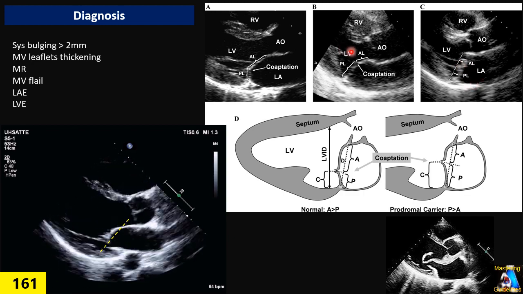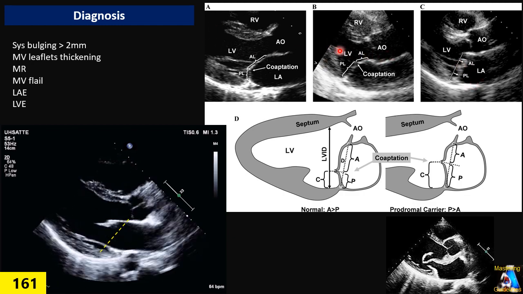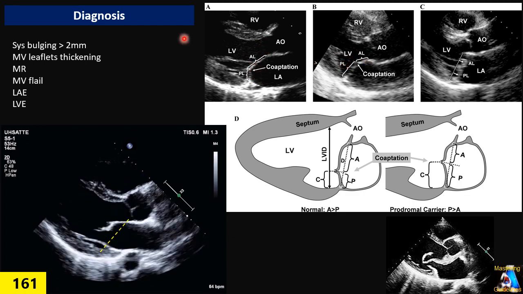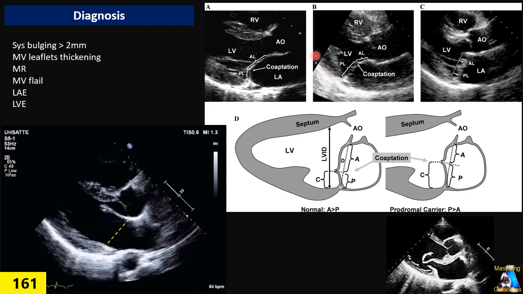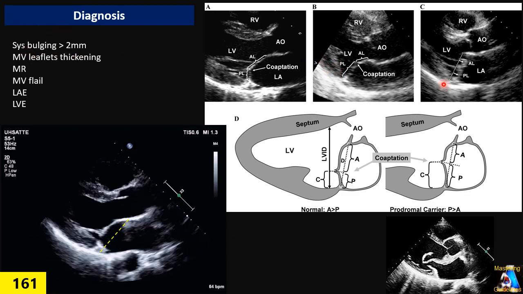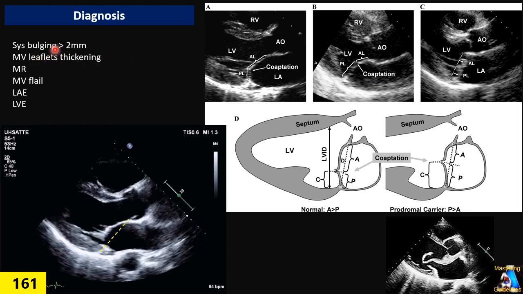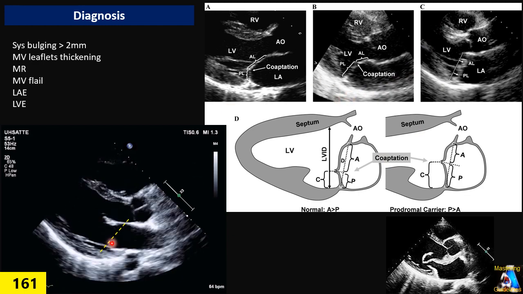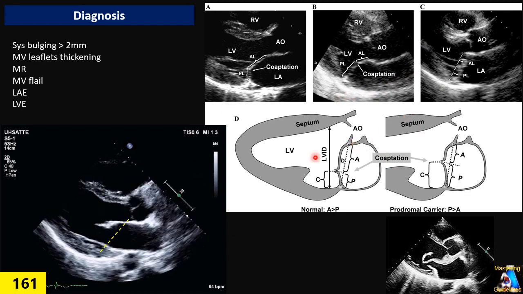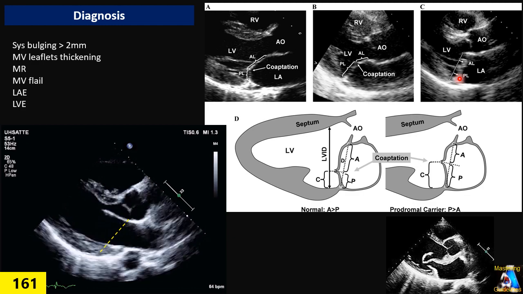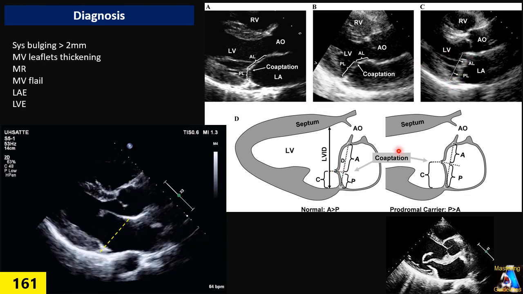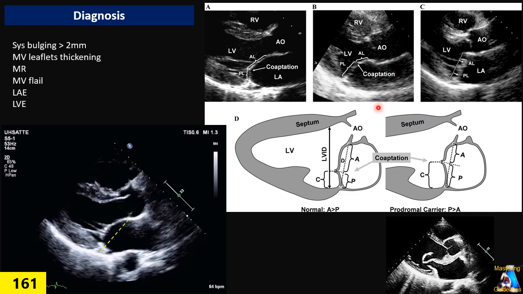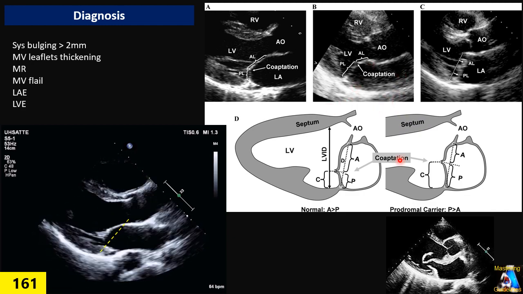The diagnostic windows are the parasternal long axis or apical three-chamber, if we have a good image and correct view. The diagnosis is made when the bulging is equal to or more than 2 millimeters. So we go back and forth to the systole at the largest bulging. At that moment, we measure the amount of bulging. Here you can see, and shortly in the next slide, I will show you more accurate and better images.